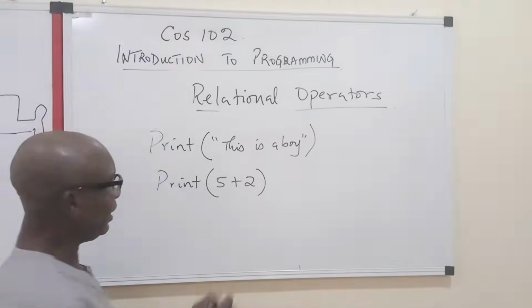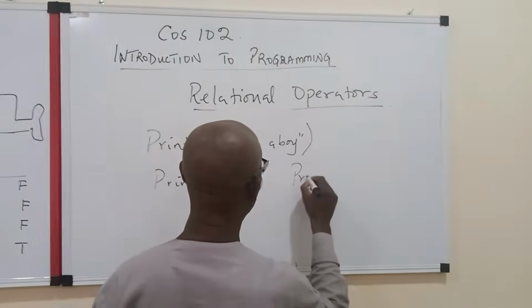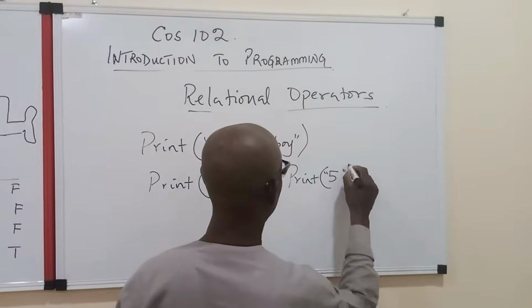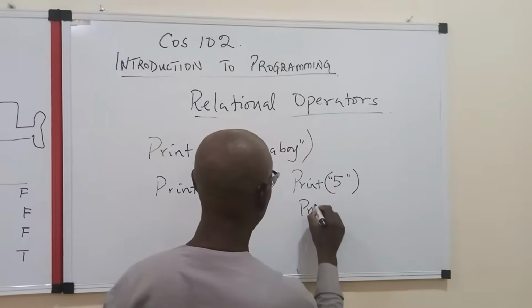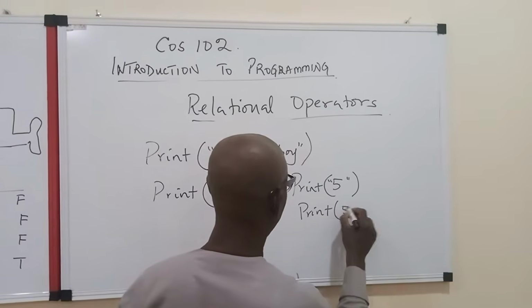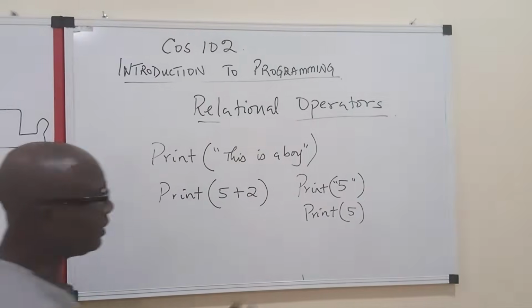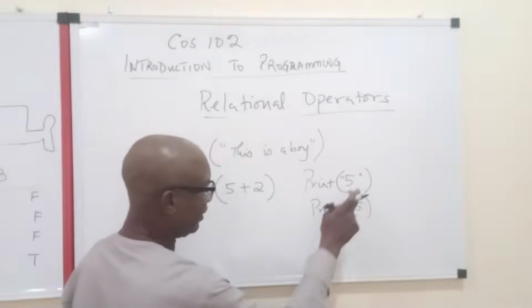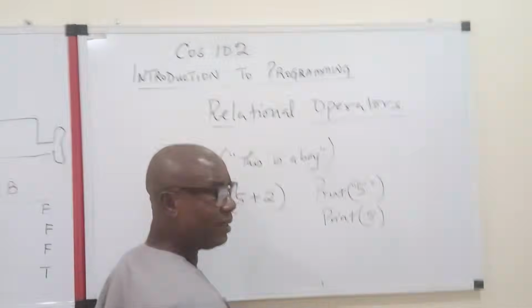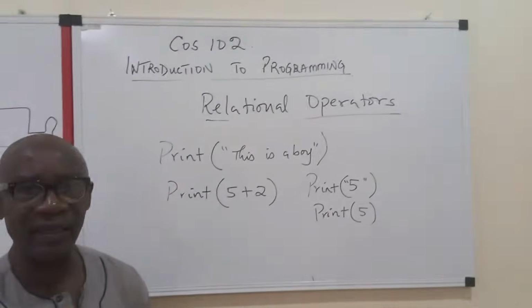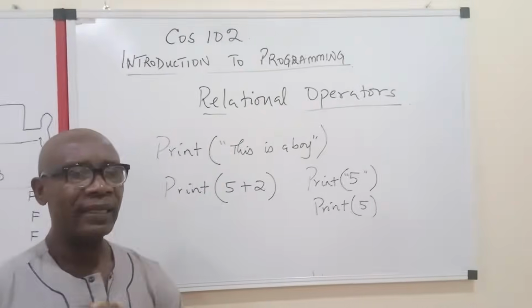Now let's look at an example. If I say print 5 and I say print 5, these two 5s are not the same. This is a string, a character data type, while this is an integer. Now, what do we mean by a character or string data type?